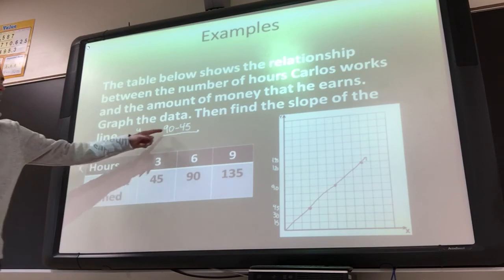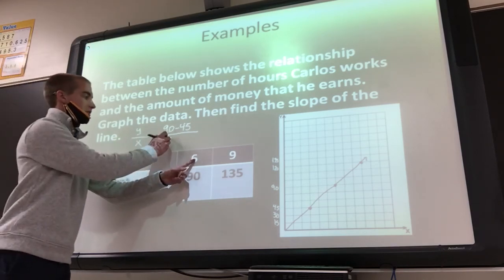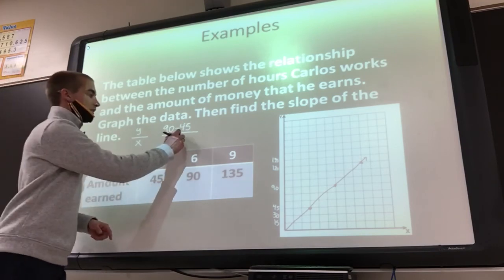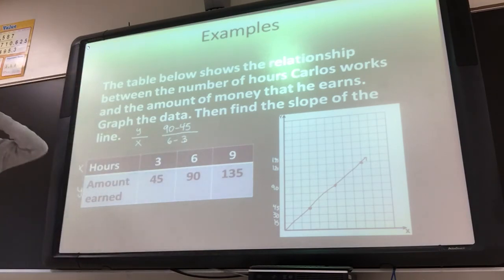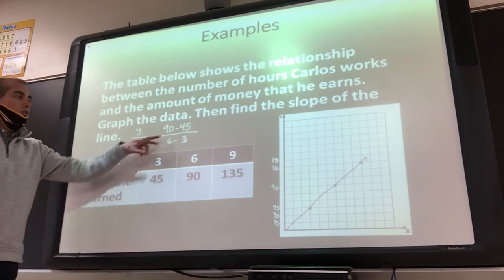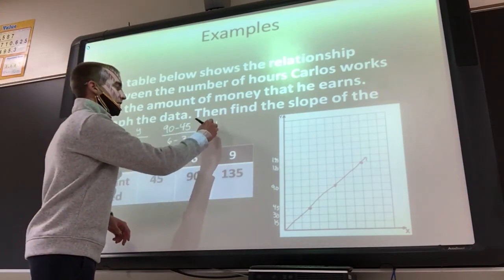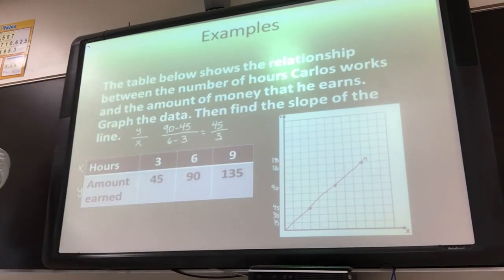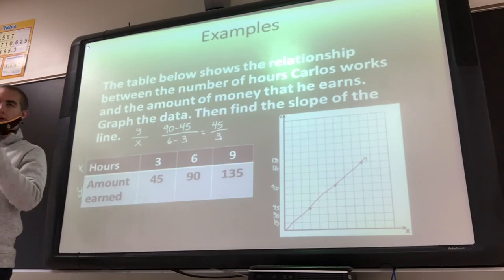So x, 90, goes with 6. So 6 is going to come here. 45 and 3 are in the same point. So that's how I choose my points: the x values that go with the y values that I chose. So when I subtract, I get 45 over 3. If you got 3 over 45, you did x over y. Remember, slope is y over x.